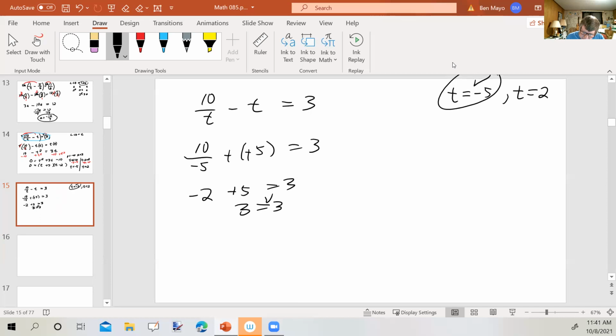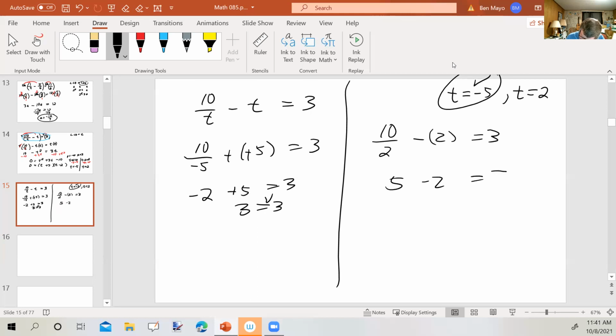All right. Let's take t equals 2 and try it. So we've got 10 over 2 minus 2 equals 3. 5 minus 2 equals 3. 3 equals 3. So that checks as well. So both solutions are correct. Let's see what else we can do here.